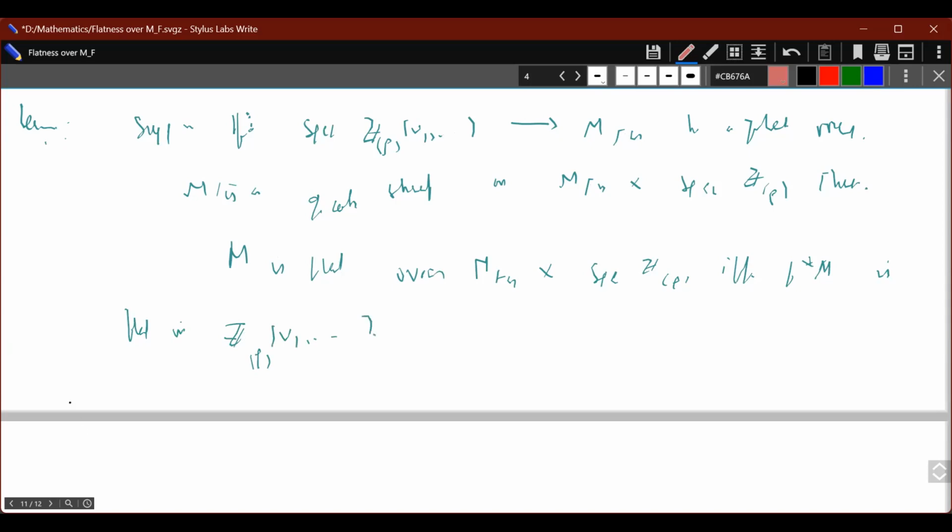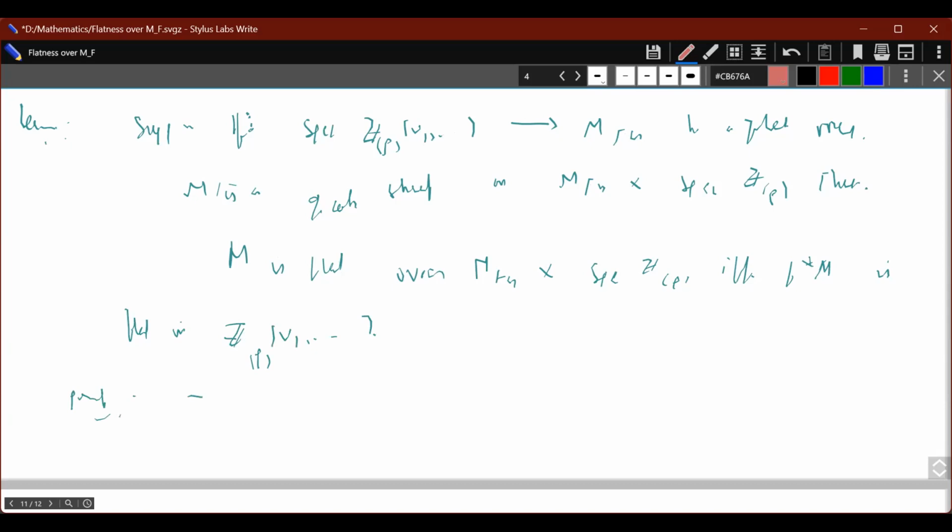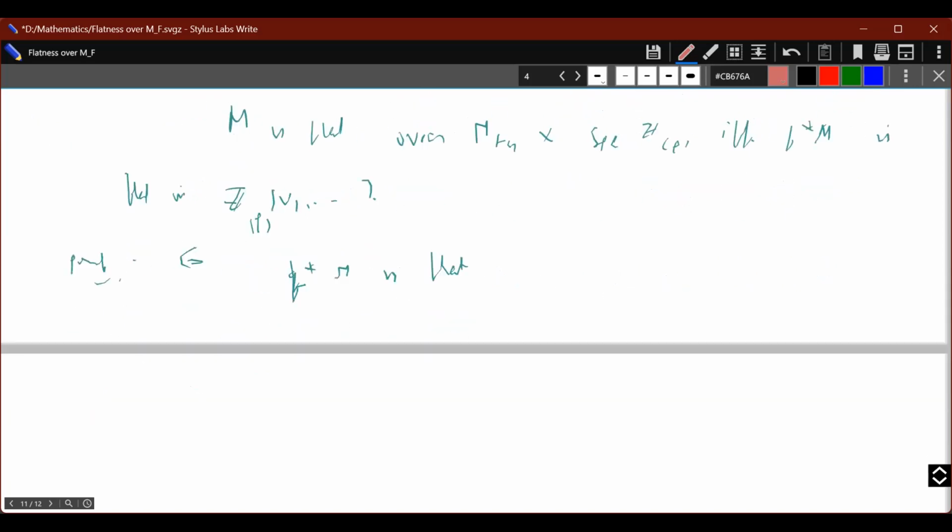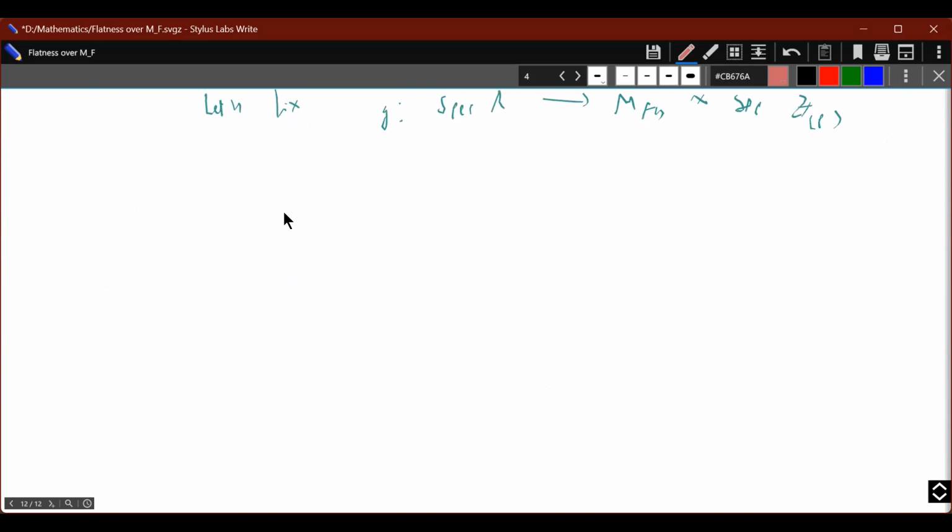So I'll prove the opposite direction because the first direction is obvious. So suppose it is flat. I have an F. So let's fix a map. I'll call this one G. We have the following fiber products, I think.